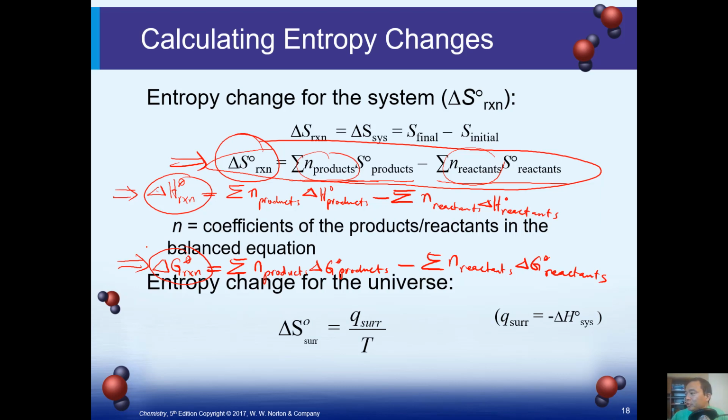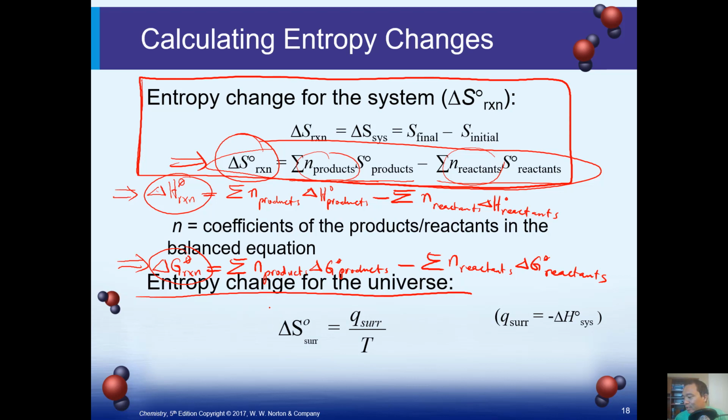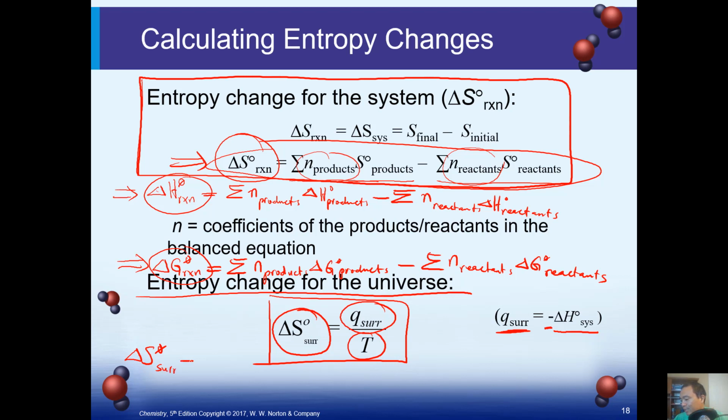So the entropy change for the system, as we just discussed, can be calculated using this equation, and the entropy change for the universe can be calculated in another equation which we have already discussed, which is for a reversible process, the delta S for the surroundings equals the heat over temperature. Do remember, under constant pressure, Q for the surroundings is the negative delta H for the system. So in other words, you can rewrite this entropy change for the surroundings as negative delta H for the system over temperature, at constant pressure and constant temperature.